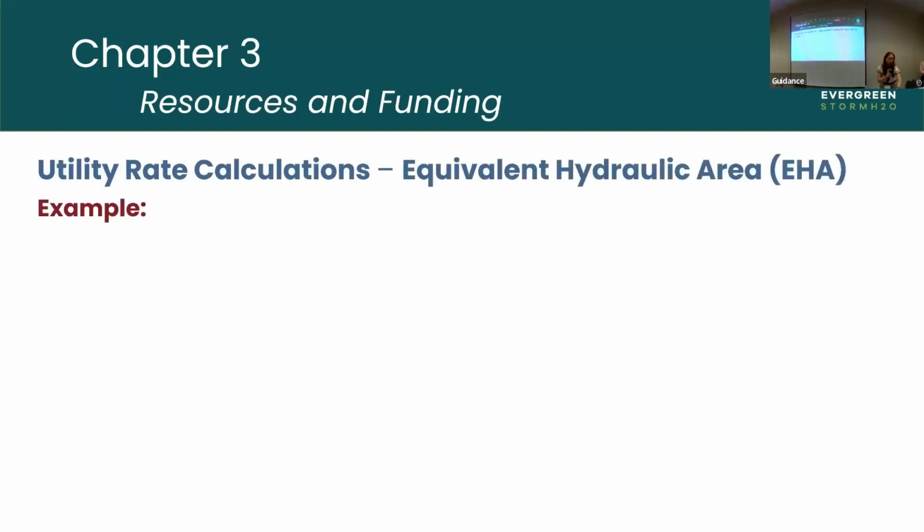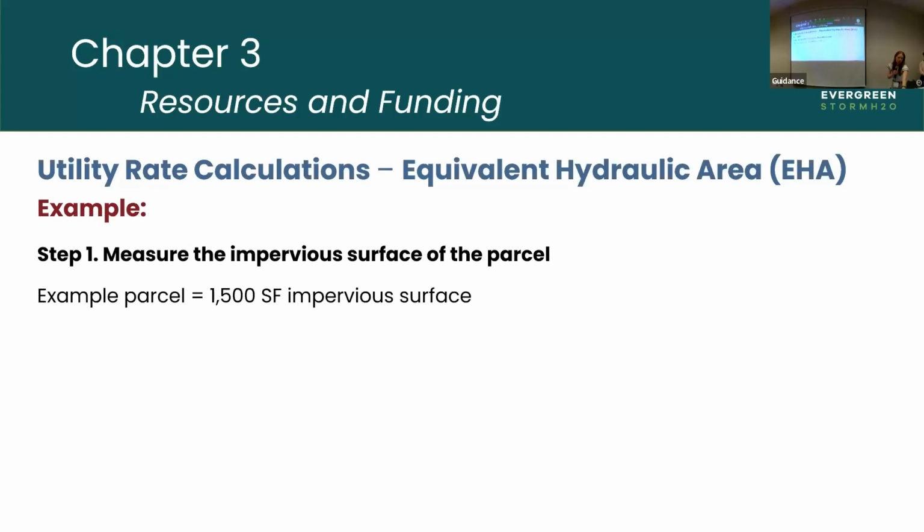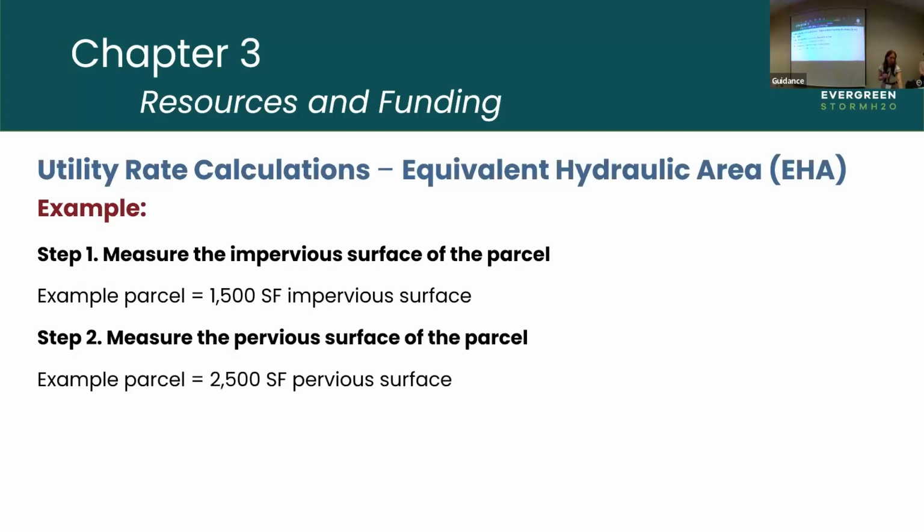So we're just going to walk through a quick example of the last method that we just talked about, the equivalent hydraulic area. The first step in this example would be to measure the impervious surface of the parcel. For our example parcel, let's say that we had 1,500 square feet of impervious surface. The second step is measuring the pervious surface. For our example parcel, we'll have 2,500 square feet of pervious surface.